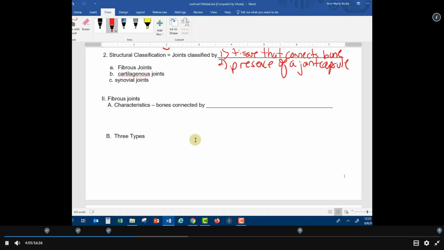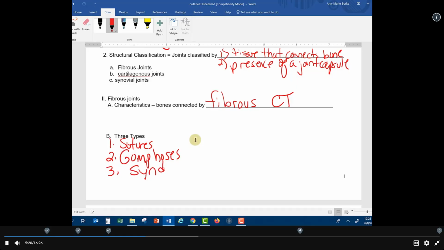So let's start with fibrous joints first. In fibrous joints, bones are connected by fibrous connective tissue. And again, I'm going to write CT for short for connective tissue. There are three types of fibrous joints. There are sutures, gomphoses, and lastly, syndesmoses. Okay, so again, a fibrous joint is when the bones are connected by fibrous connective tissue. There is no joint capsule.